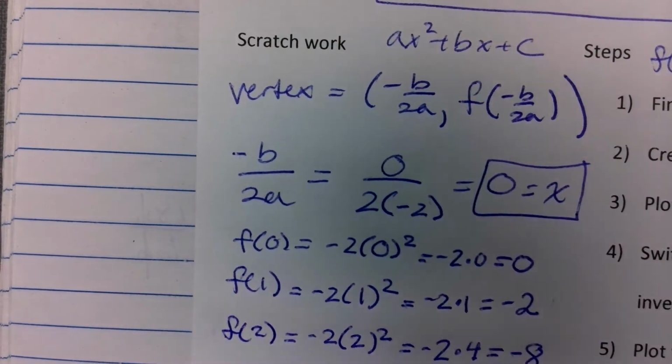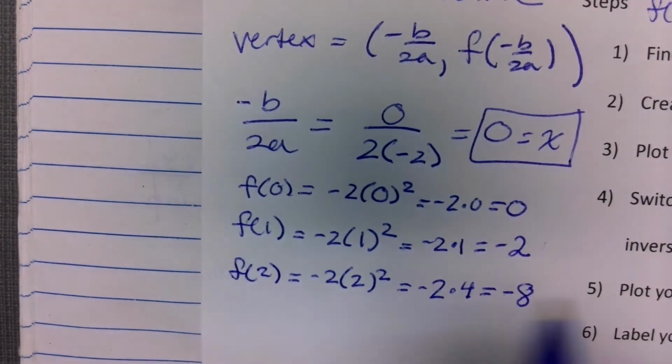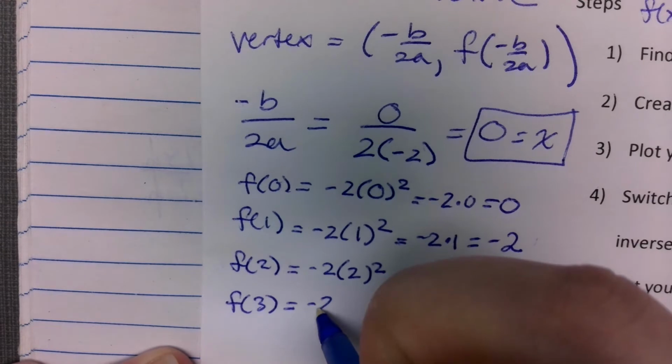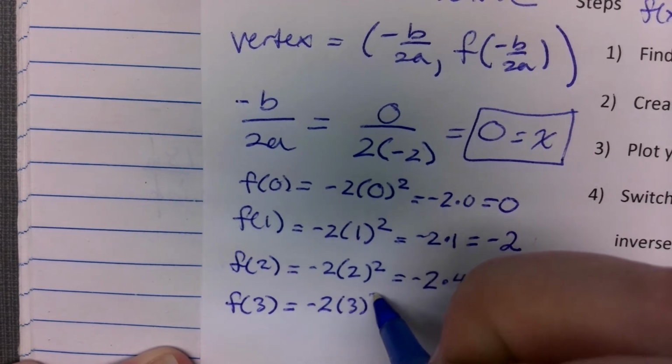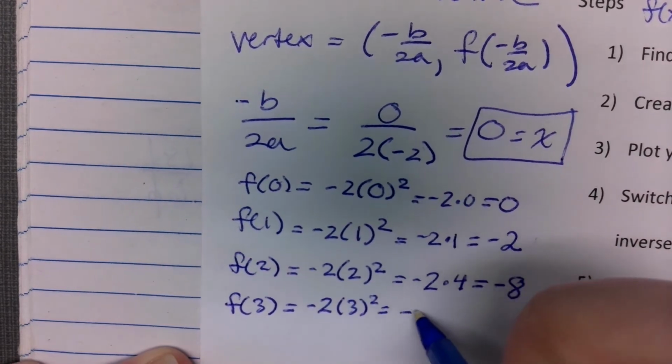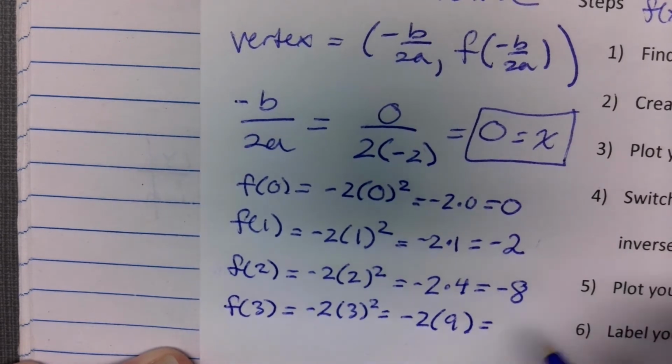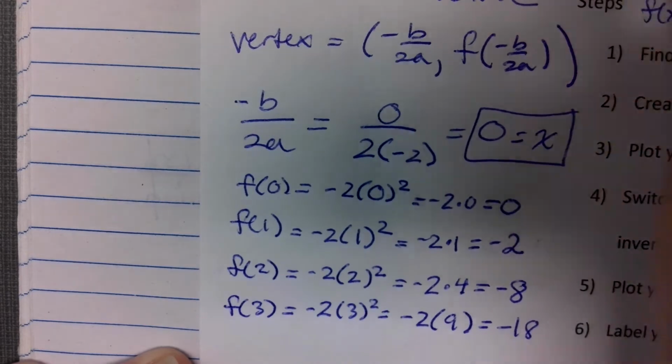Okay, what's the next number we need to plug in? Good, we're going to do 3. What's 3 squared? Good. What's negative 2 times 9? Negative 18. Put it on the table.